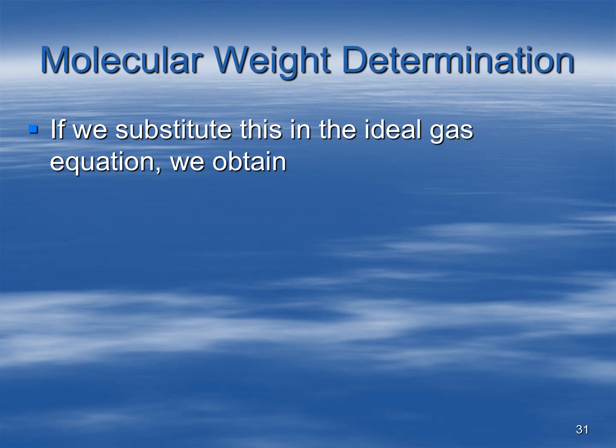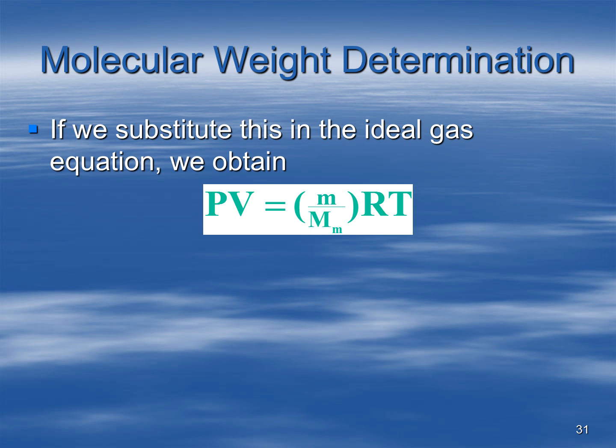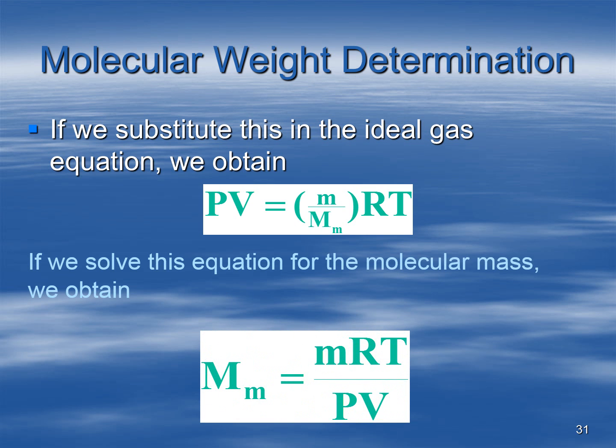So if we substitute into the ideal gas equation, PV equals little m over big M times RT. If we rearrange this equation, you can solve for molecular mass. You could do this in different steps, but if you remember this equation, you could solve a problem looking for the molar mass by taking the mass of the sample times RT divided by PV. Or if you just remember molecular weight is grams per mole, you could do it in 2 steps.